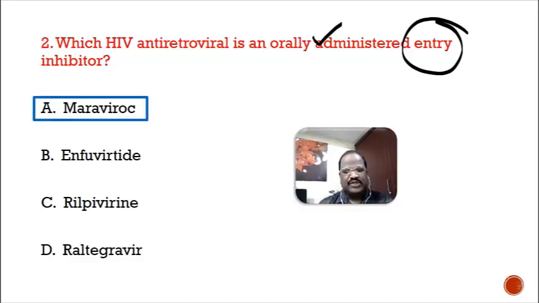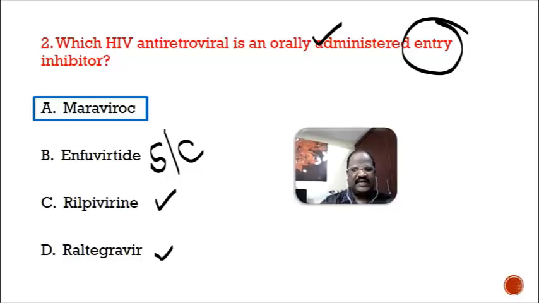Very interesting question. Maraviroc is given orally, whereas enfuvirtide, the entry blocker, is given as a subcutaneous injection. Remember, the one and only antiretroviral drug given as an injection, that too a subcutaneous injection, is enfuvirtide. Very important. Of the other options, rilpivirine is an NNRTI and raltegravir is an integrase inhibitor; they are not entry blockers.